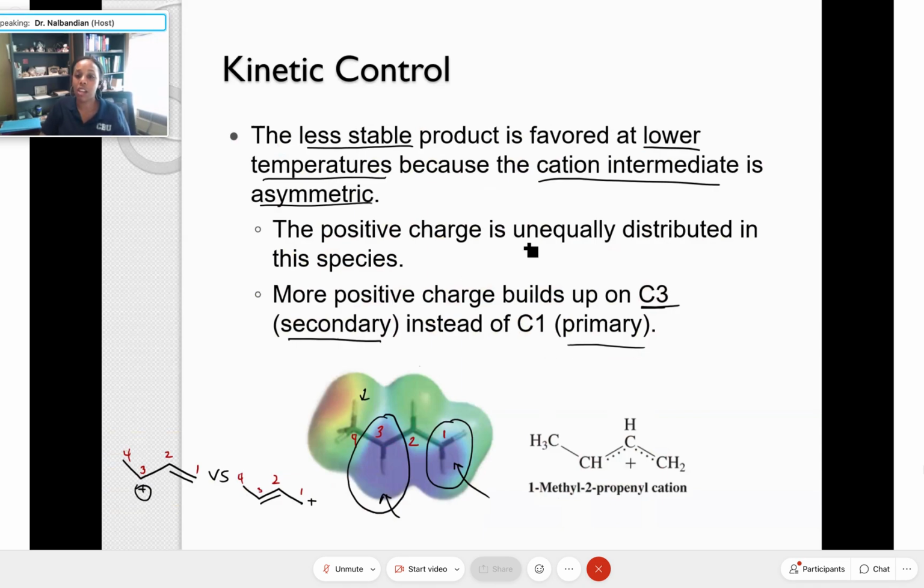So the positive charge is unequally distributed. More positive charge on the secondary than on the primary. So here we can see what's happening there with it being that secondary carbocation. We can see why we would do the 1,3 addition versus the 1,4 addition in this reaction, based on the lower temperatures, I should say. Questions on that?